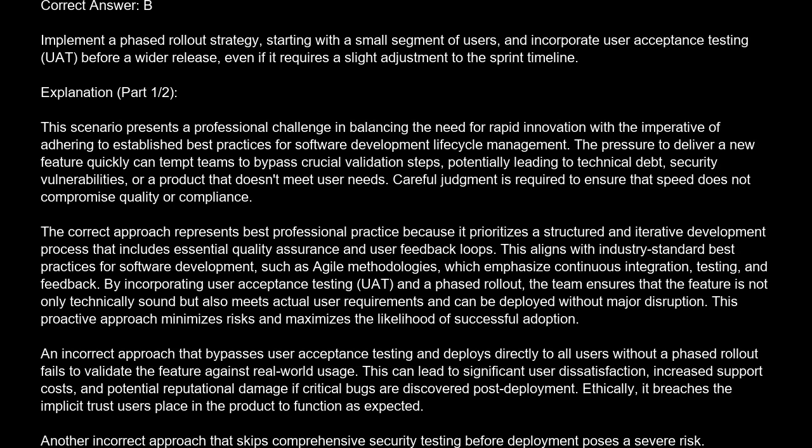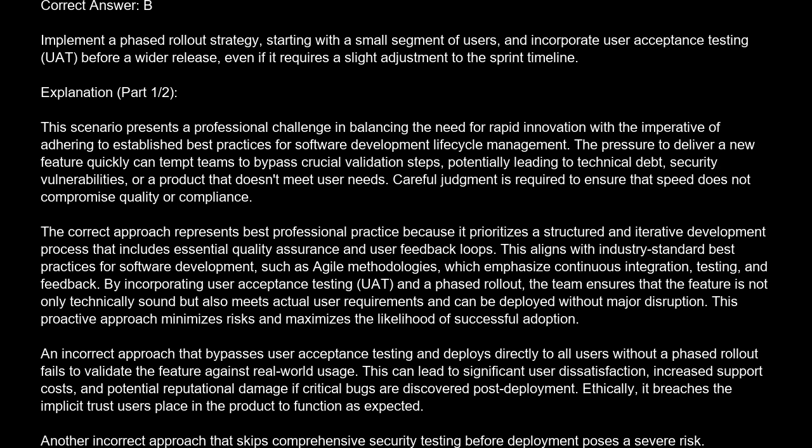The correct answer is B. Implement a phased rollout strategy, starting with a small segment of users, and incorporate user acceptance testing, UAT, before a wider release, even if it requires a slight adjustment to the sprint timeline. Explanation. This scenario presents a professional challenge in balancing the need for rapid innovation with the imperative of adhering to established best practices for software development lifecycle management.